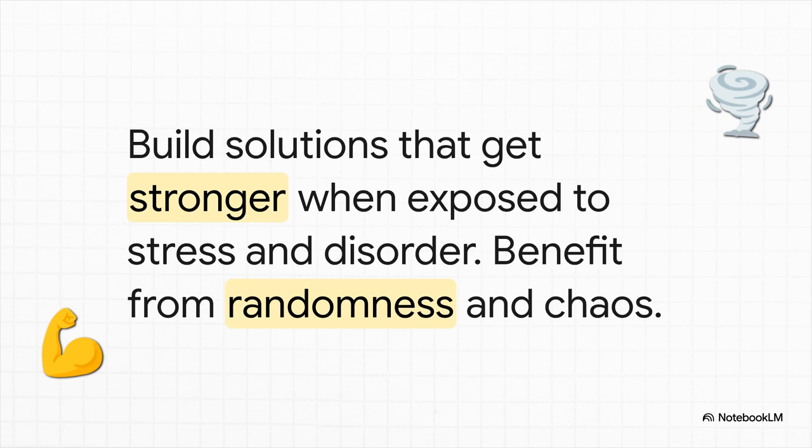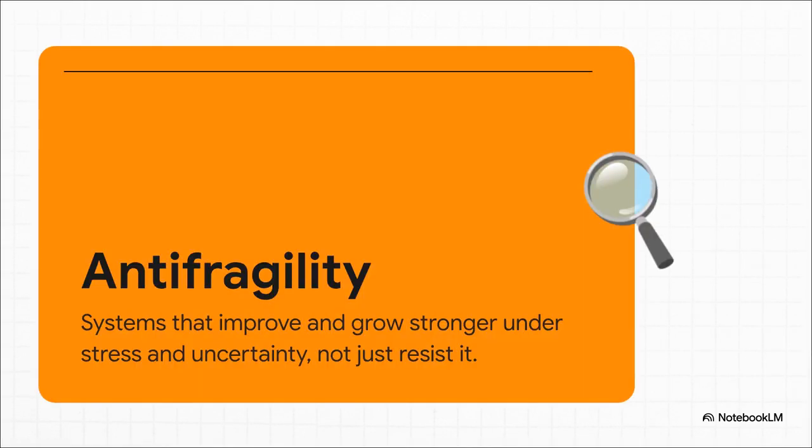We're usually taught to build things to be resilient, to resist a shock and bounce back. But what if you could build a business or a team or a product that actually gets stronger from randomness and stress, that actually benefits when the unexpected happens? And that's the core idea right here, anti-fragility. It's a term from the author Nassim Nicholas Taleb, and it's the true opposite of fragile.